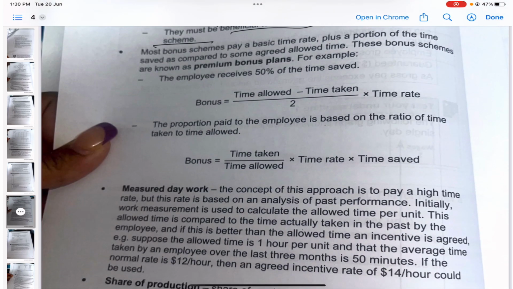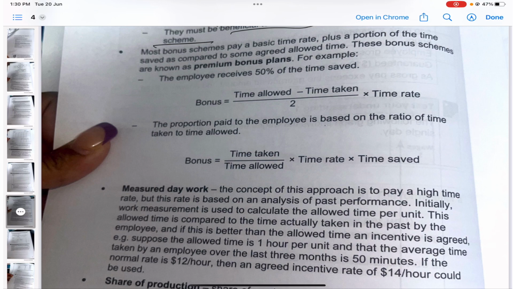Most bonus schemes pay a basic time rate plus a portion of the time saved as compared to some agreed allowed time. So what are bonus schemes? If you are completing the given work in less time than it should have taken, in that case a bonus is paid to you. Why? Because you have saved some time. So what is the name of the bonus schemes? The name of the bonus schemes is premium bonus plans.